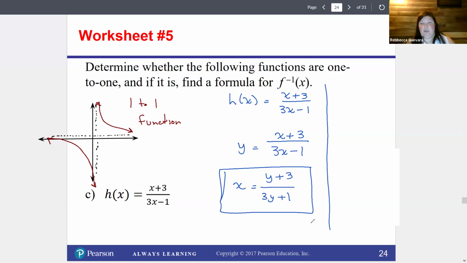So I'm going to do like I did before. I don't like this y in the denominator because I want to solve for it. So I'm going to multiply both sides by 3y plus 1. So that's going to cancel out that denominator. And I'm going to have x times 3, sorry, that's a y. That's the hard part, is you keep messing up and accidentally writing your y's and x's in the wrong place. Okay.